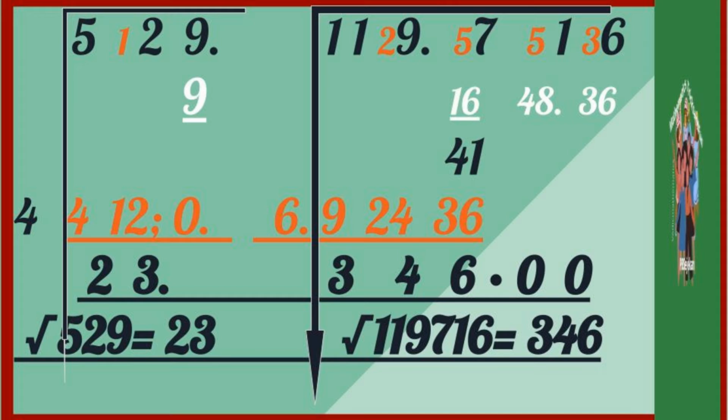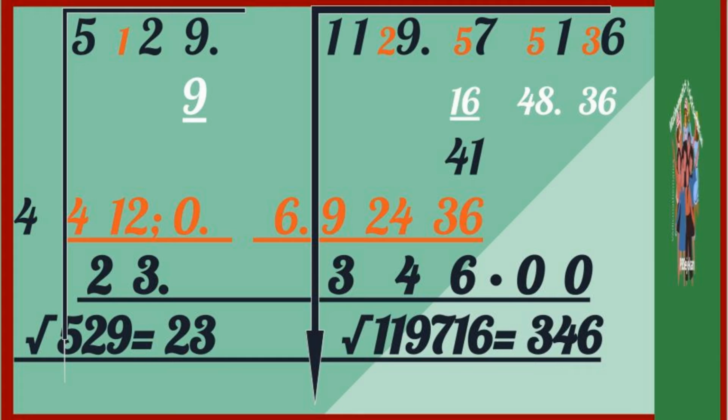Next we have the square root of 119716. There are 6 digits. That means 3 groups, so the answer will have 3 digits. Now, first we will take 11. We will find a digit, the square of which will be near to 11. 3 into 3 is 9. So, 3 is the quotient. 11 minus 9 is 2, which we will place beside 9 to give 29.